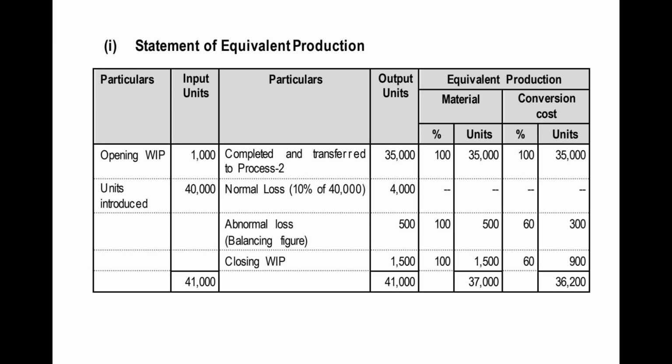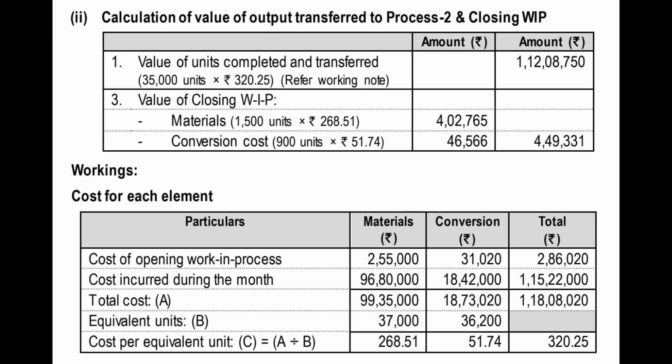Then we are moving to the next part of the questions. We have to calculate the closing value of work in progress and the value of goods transferred from process 1 account to process 2 account. From process 1 account, we are transferring 35,000 units to process 2 account. So the number of units is 35,000.